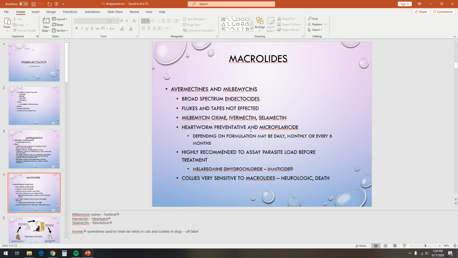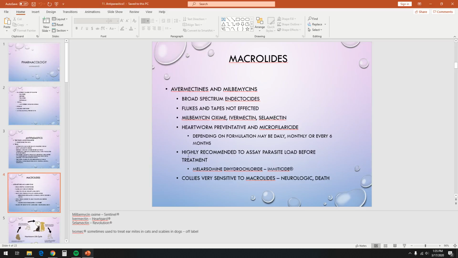These are all heartworm preventatives as well, and they are microfilaricidal. So these are going to kill those little microfilaria guys, the little baby worms. Depending on the formulation, it may be a daily, monthly, or every 6-month dose, depending on the type of drug it is. Milbemycin oxime is Sentinel. Ivermectin is the active ingredient in Heartgard, and selamectin is the active ingredient in Revolution, which we'll talk about here in a second.